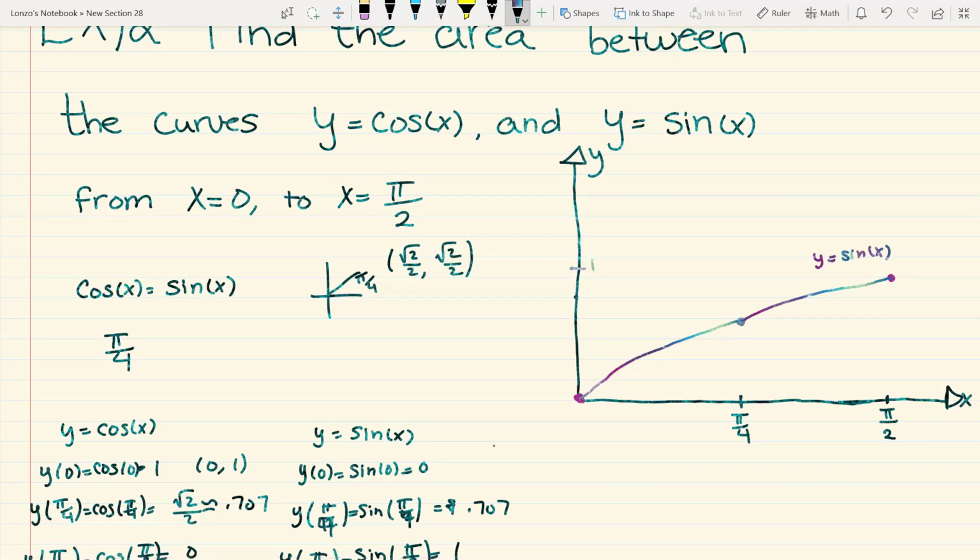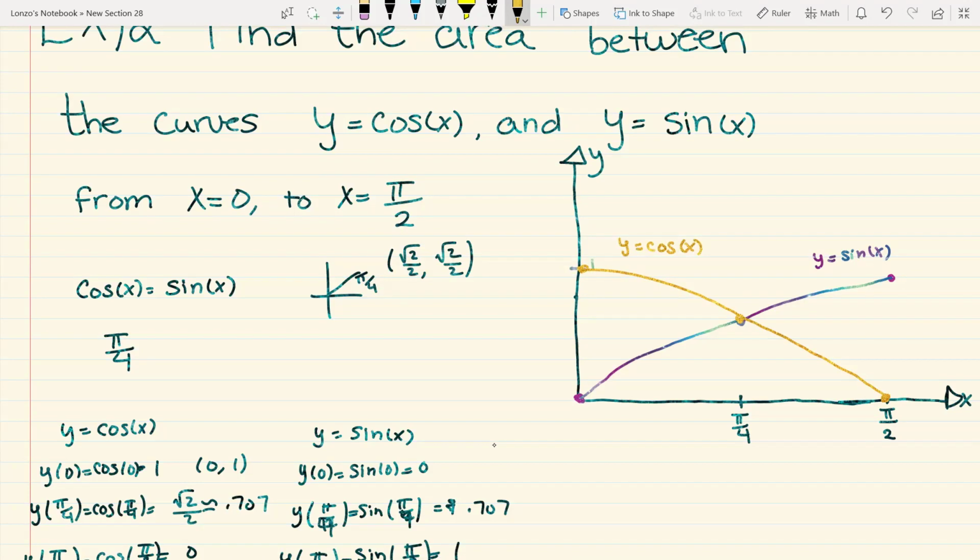Now let's do, what color should we use? Let's use gold for the other one. So the other one is 0, comma 1. And then pi over 4, it's 0.707, so it'd be right here, and then at pi halves, it would be 0. Okay, so the golden one is y equals cosine of x.